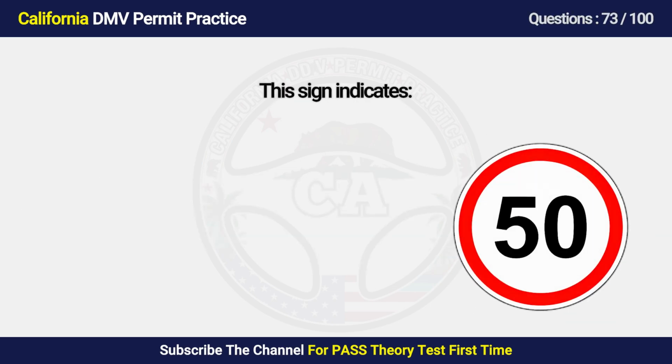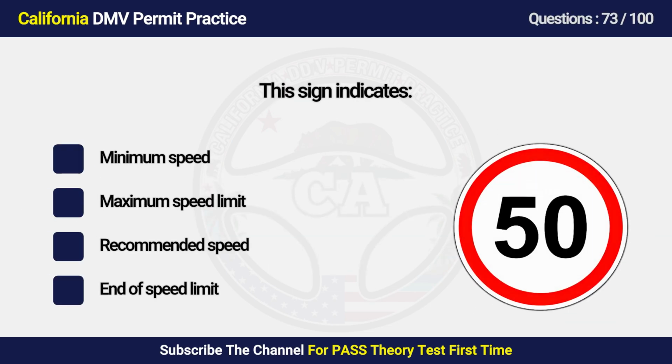Question 73. This sign indicates A, minimum speed, B, maximum speed limit, C, recommended speed, D, end of speed limit.